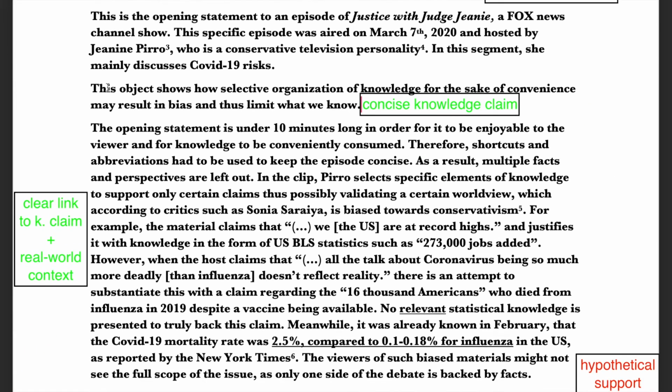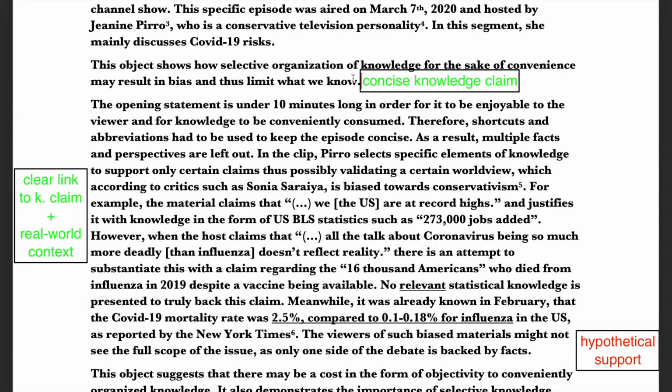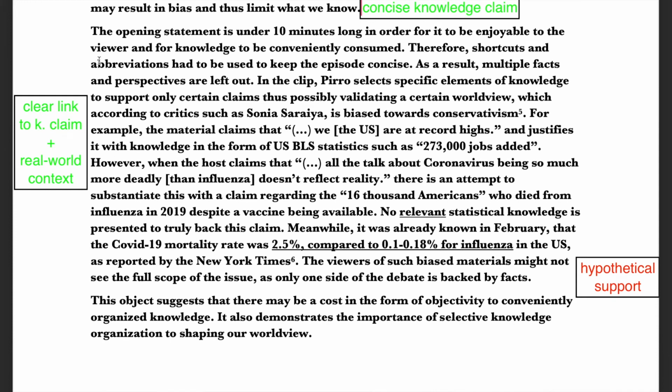Then, again, I state my knowledge claim. This object shows how selective organization of knowledge for the sake of convenience may result in bias and thus limit what we know. Again, this is very concise and it's going to be supported later in the body.